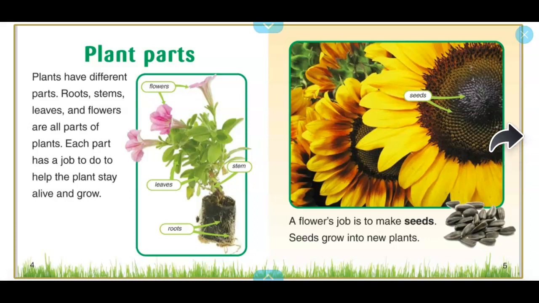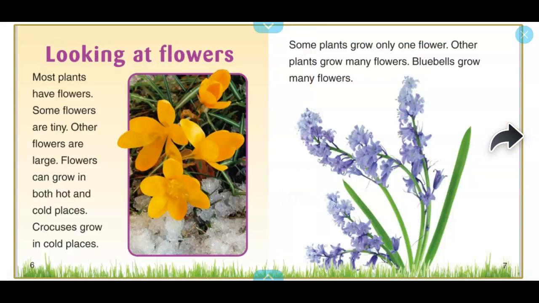A flower's job is to make seeds. Seeds grow into new plants. Most plants have flowers. Some flowers are tiny, other flowers are large. Flowers can grow in both hot and cold places. Some plants grow only one flower. Other plants grow many flowers.